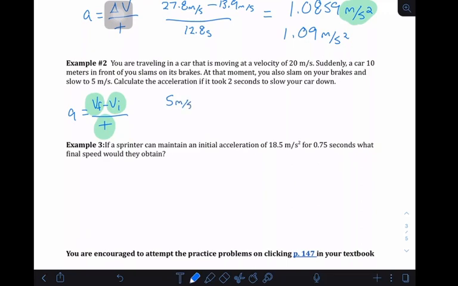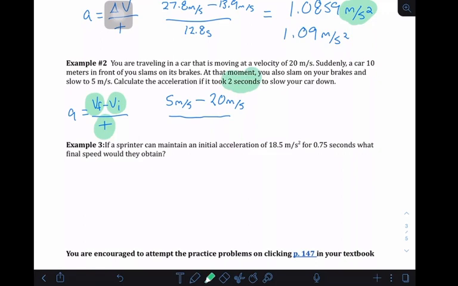Our initial velocity is what we came from, and that's 20 meters per second. And what you might be seeing already is we're going to have a negative number here, and that's fine. That's being divided by our time, and if we look, we see our time here is 2 seconds.